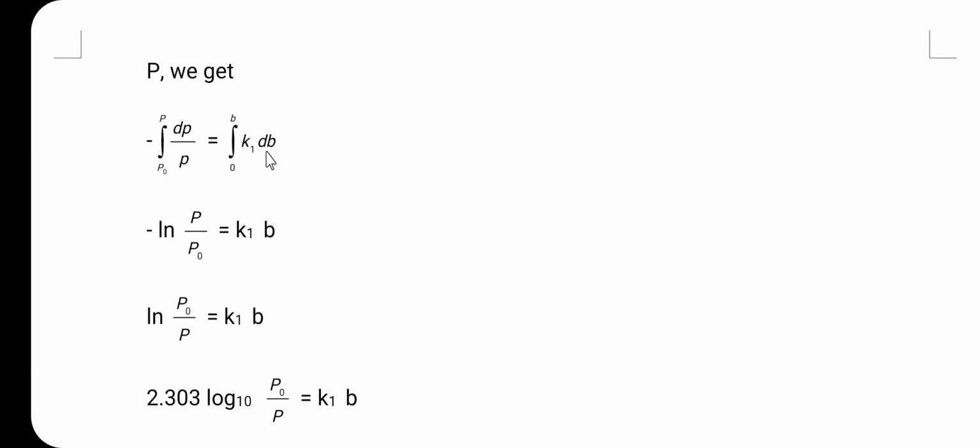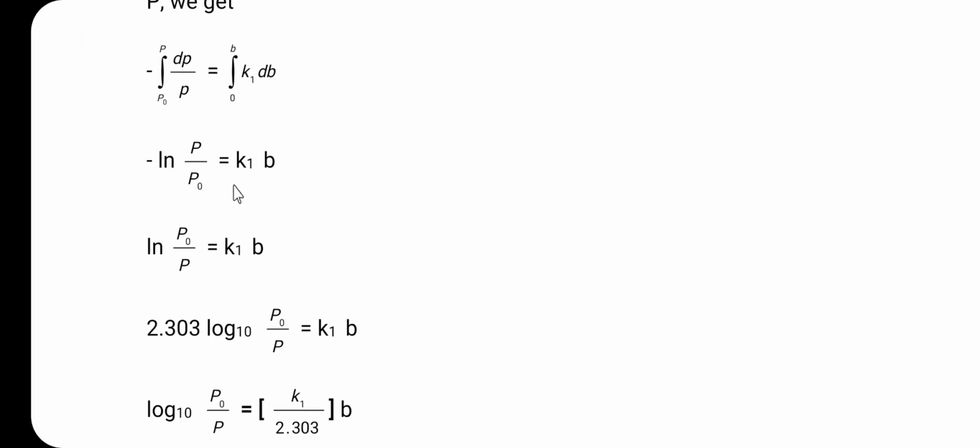Now, integration of dB. All of you know that integration of dx is x. In a similar way, the integration of dB is B. So, in bracket B from the limit 0 to B, substitute the upper limit B minus the lower limit 0, B minus 0. So, the final answer is B. Here, minus ln P upon P0 is equal to K1 into B. Again this equation can be rearranged by interchanging the numerator and the denominator, and the negative sign is cancelled. So, ln P0 upon P is equal to K1 into B.